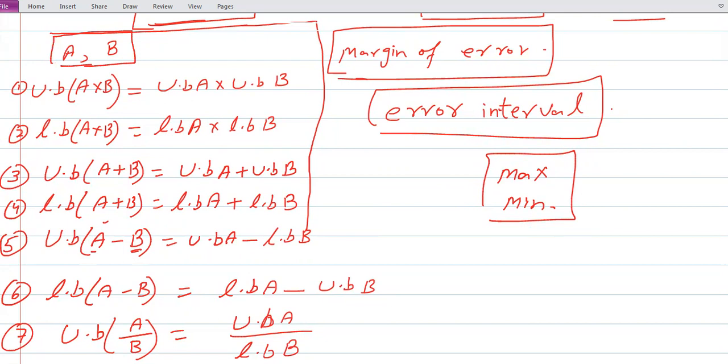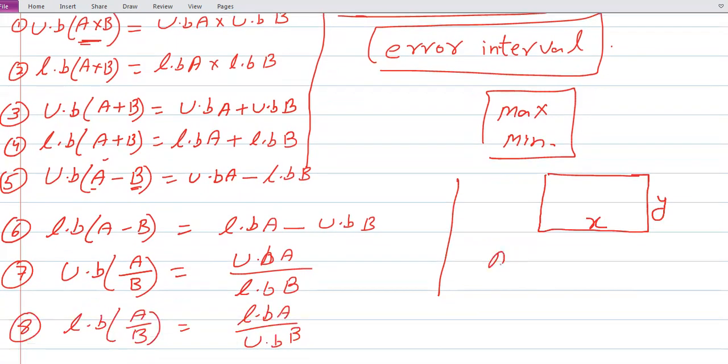We can combine by multiplying the numbers, by adding the numbers, by subtracting the numbers, or by dividing the numbers. So, for example, if you combine the numbers this way, A multiply B. For example, in case you have a rectangle, because mostly you have to use it in this case. Let's suppose X is the length and Y is the width of the rectangle. So how do we find the area? We find the area as length multiply width, which will be X multiply Y.